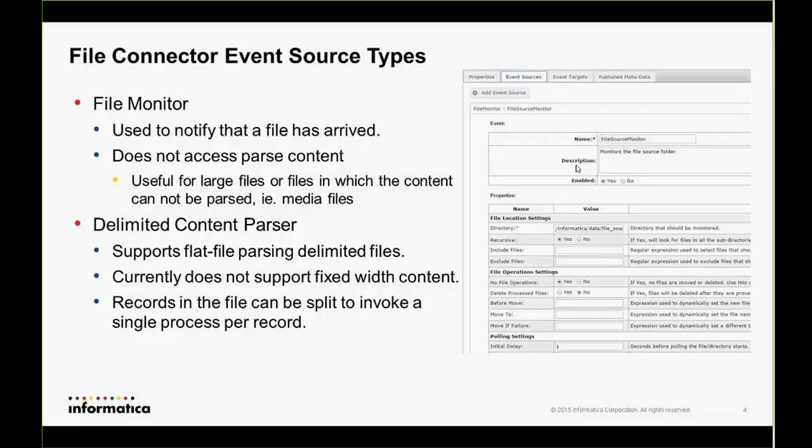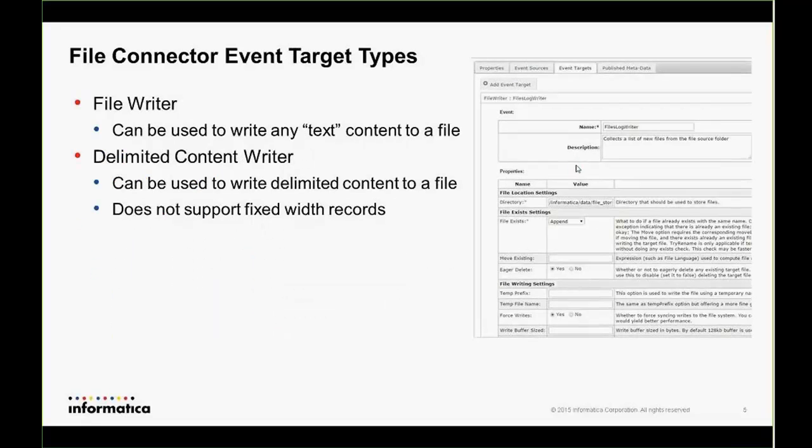The other type of event source is the delimited content parser, and that supports flat file parsing. It does not support fixed width yet, but may in the future. It also supports the concept of splitting records. Imagine you have a file dropped on the file system with 1 million records in it. You may want to invoke an IPD process per record, as opposed to trying to load a gigabyte of data into memory all at once. So it can split the records out and invoke a process per record.